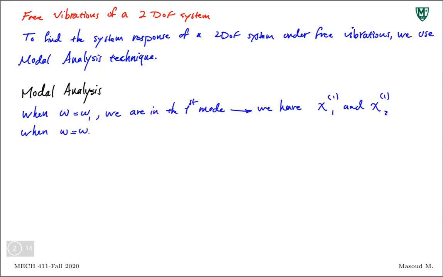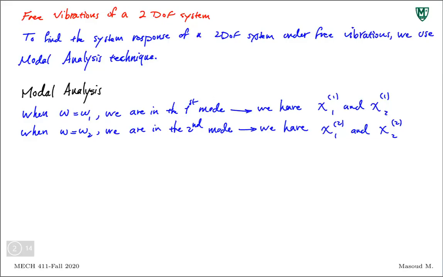Now, when omega is omega 2, we are in the second mode, right? And as a result, we have x21 and x22. Second mode, second natural frequency, mode shape.